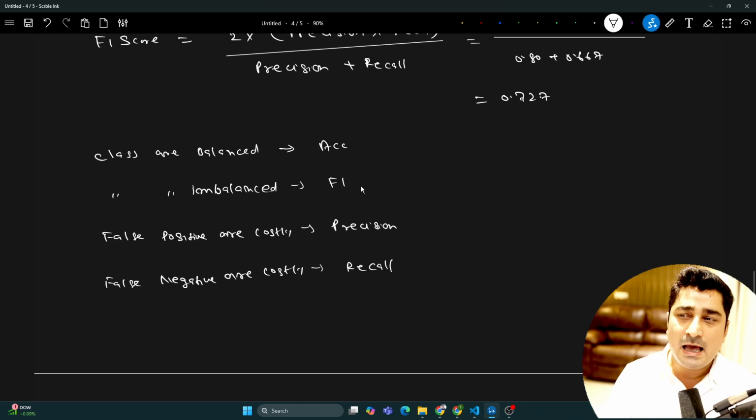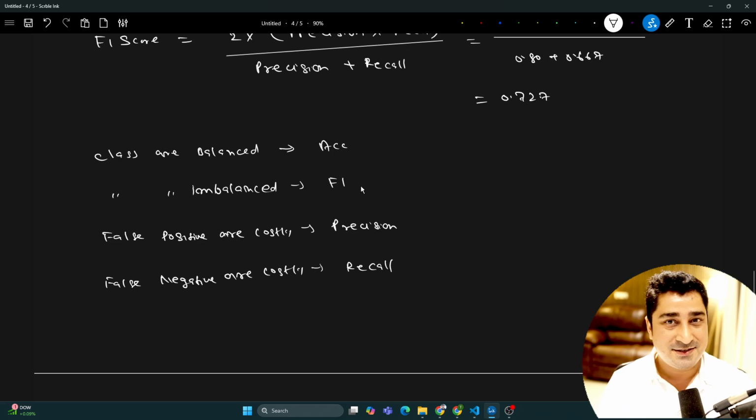As simple as that. And the confusion matrix is not very confusing, by the way. I hope all of us understand how we can do the calculation and find out the accuracy of each and every model.